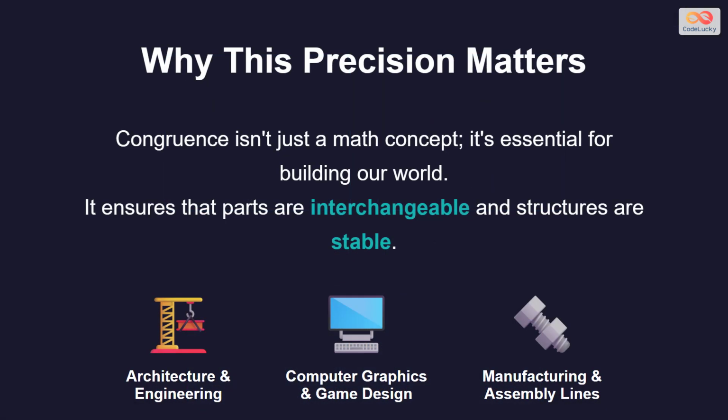This concept is vital outside of the classroom. In architecture, engineering, and manufacturing, congruence ensures that parts can be made separately and still fit together perfectly. From building bridges to creating the graphics in a video game, making sure components are truly identical is essential.